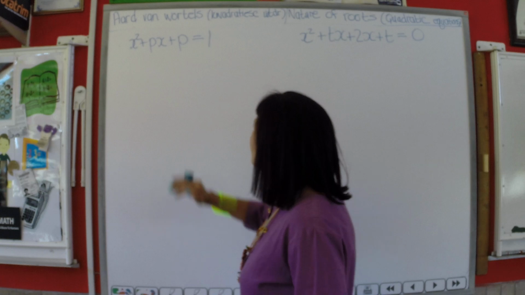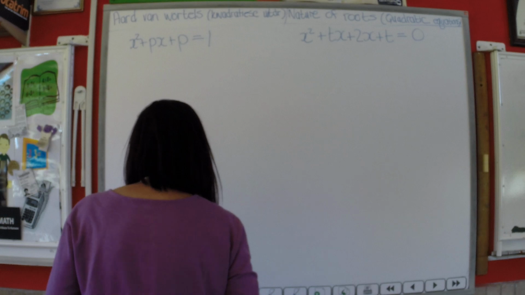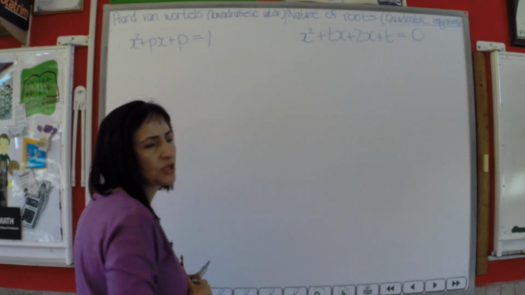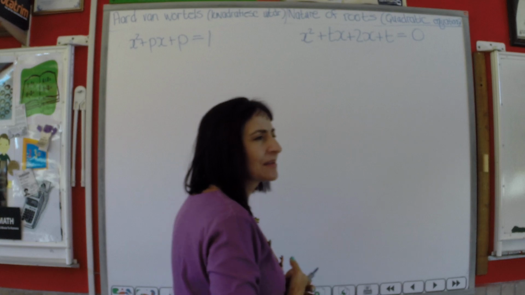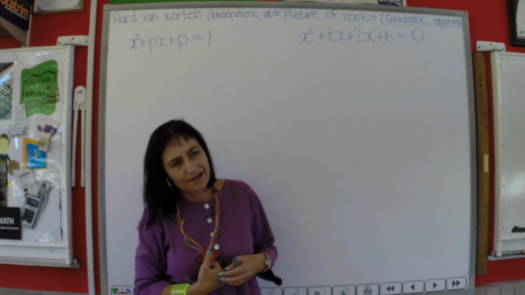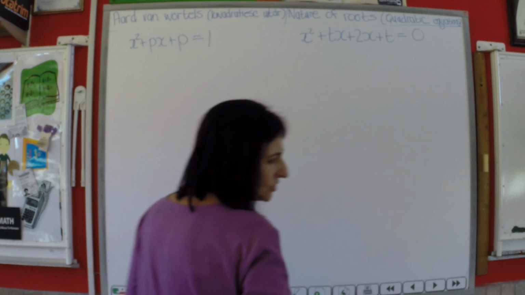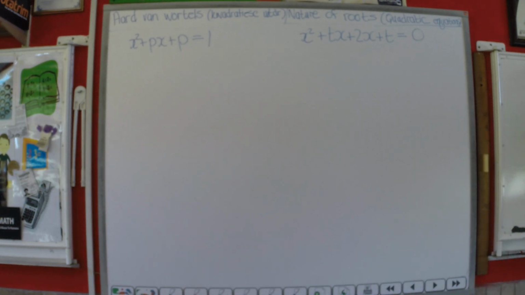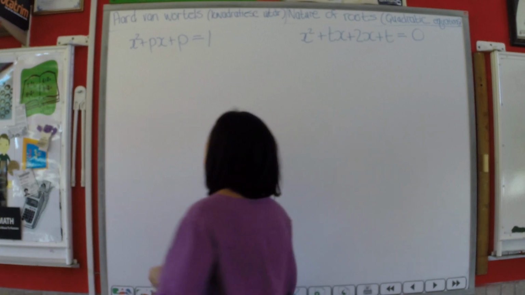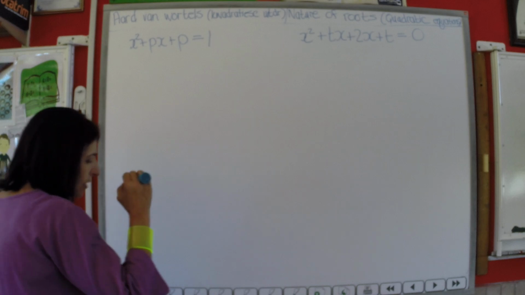So hulle vra nie hier dat ons P moet oplos nie, hulle wil hê ons moet wys dat die wortels rasionaal is. So for the roots to be rational, we know that delta can tell us when the roots are rational. Actually, when delta is a perfect square, then the roots are rational. So kom ons gaan eers en ons gaan bepaal vir delta.